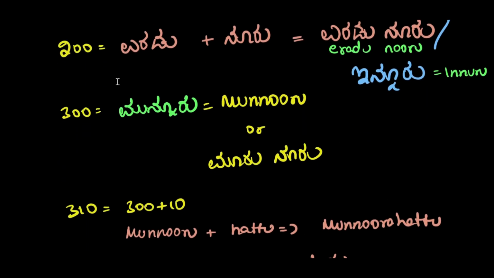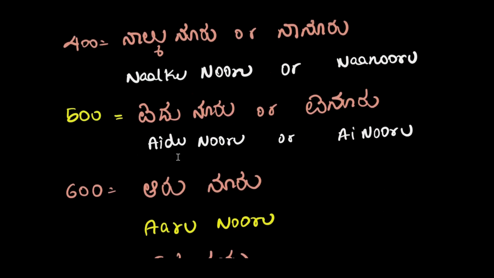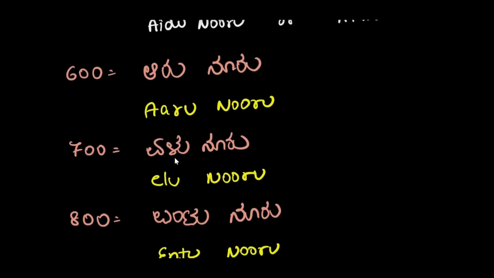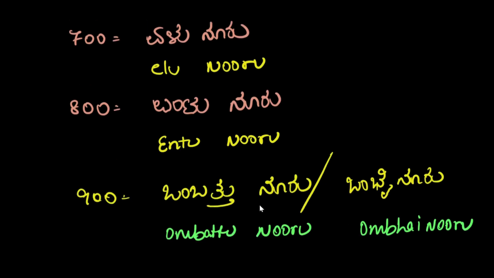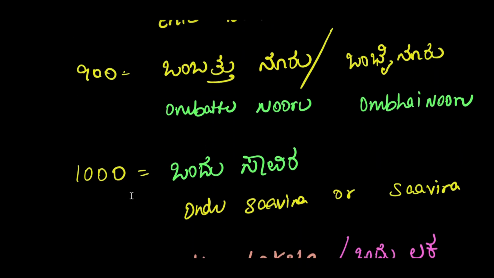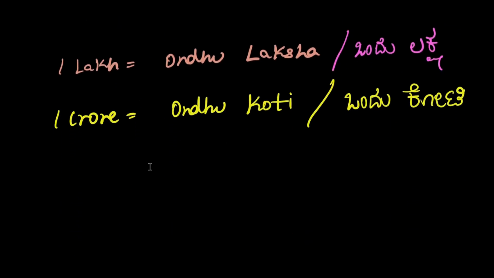200 is known as Eradu Nooru or Innooru. 300 is Munnooru or Moornooru. 400 is Nalkunooru or Nanooru. 500 is Aidunooru or Ainooru. 600 is Arnooru. 700 is Edunooru. 800 is Entu Nooru. 9 is Ombattunooru or Ombainooru. 1000 is Ondu Savira, or just Savira. And 1 lakh is Ondu Laksha, and crore we call Koti, Ondu Koti. For 2 crore it's Eradu Koti, 3 crore is Mooru Koti.